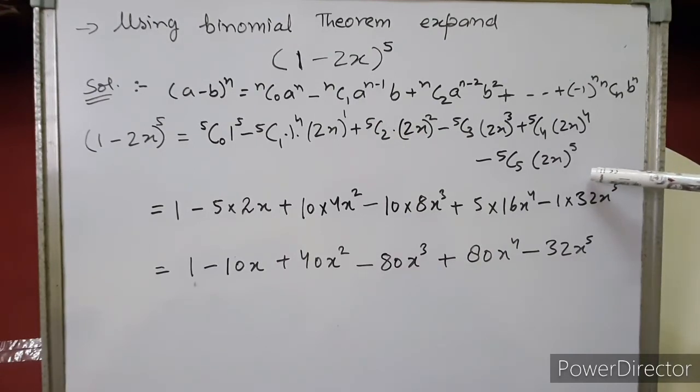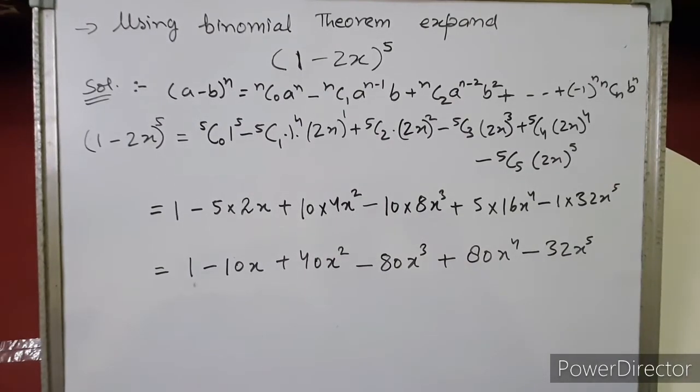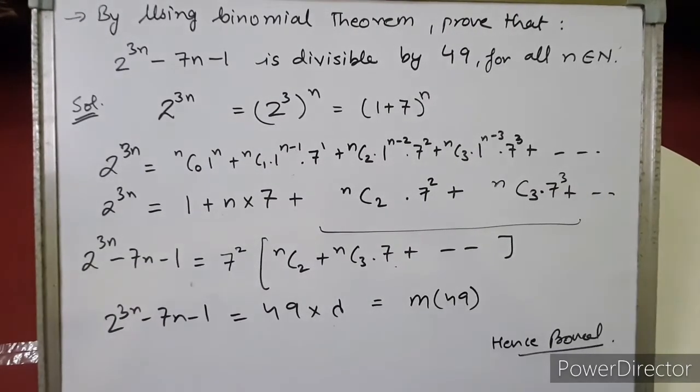When we simplify and substitute the values of 5C1 as 5, 5C2 as 10, the expansion will be 1 − 10x + 40x² − 80x³ + 80x⁴ − 32x⁵. Alright children, please note down. Now let's see this sum.